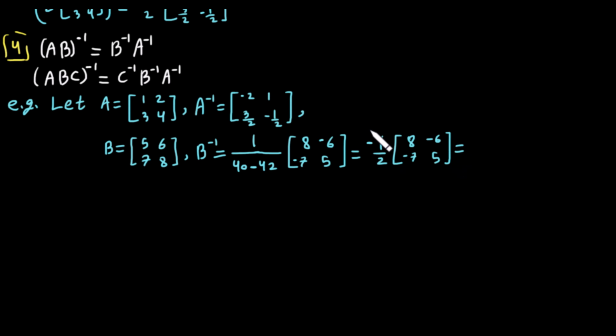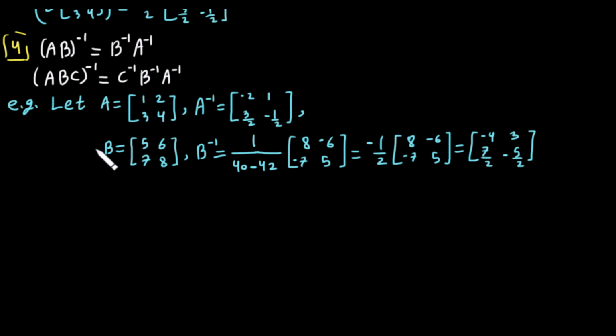Now I will insert this -1/2 into each element here. So -1/2 multiplied by 8, which is -4. Negative with negative positive, 1 over 2 multiplied by 6, which is 3. Negative with negative positive, half multiplied by 7, which is 7 over 2. Negative with positive, which is negative. Half multiplied by 5, which is 5 over 2.